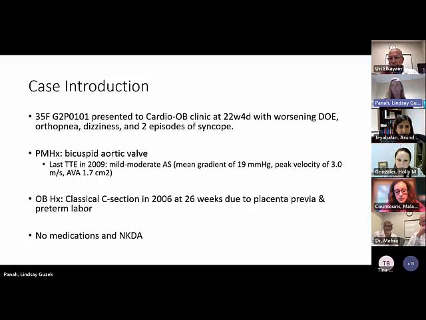although her last echo was in 2009 and it showed mild to moderate aortic stenosis, with a mean gradient of around 19, peak velocity of 3.0 meters per second, and an aortic valve area of 1.7 centimeters squared. From an OB history perspective, she had a prior classical C-section in 2006. That was at 26 weeks gestation due to placenta previa and preterm labor. She's not on any medications and has no known drug allergies.